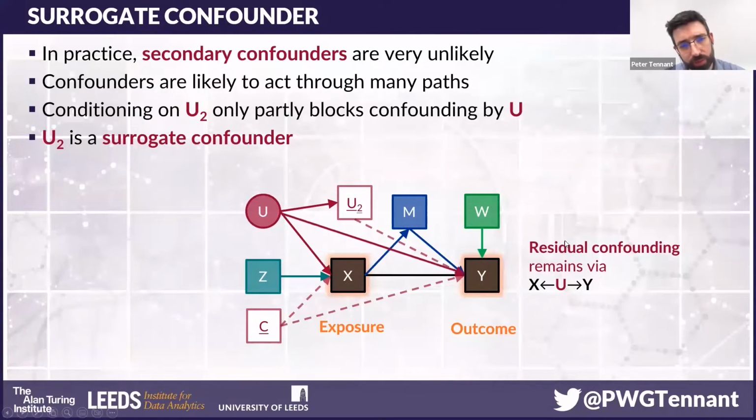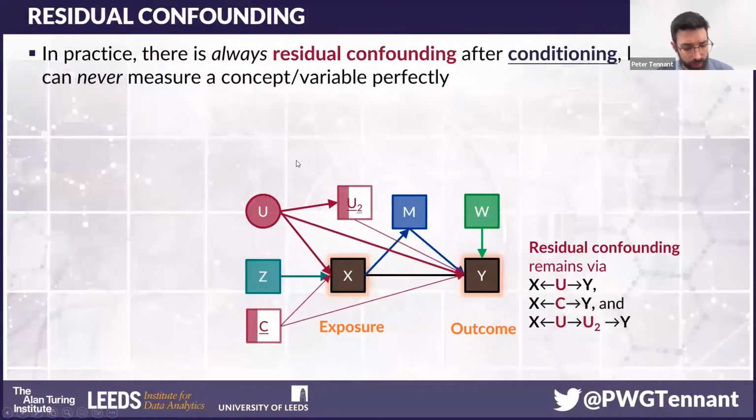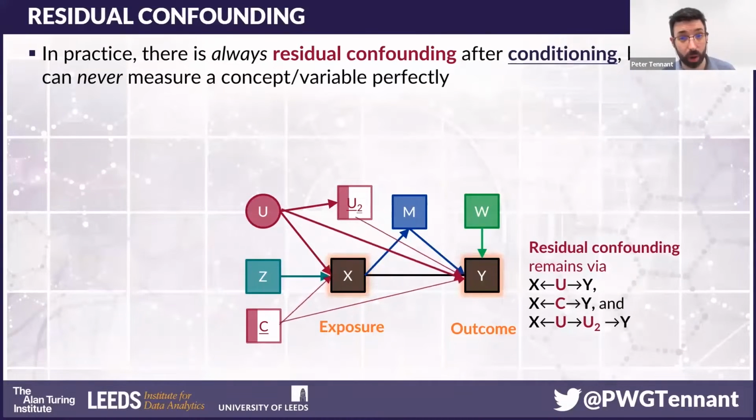And what's left, the leftover confounding that remains after we've attempted to correct for confounding, is the residual confounding. So here we have some residual confounding left over because XUY has not been completely blocked. Now, in practice, you will have residual confounding from every single confounding path that you try and block.